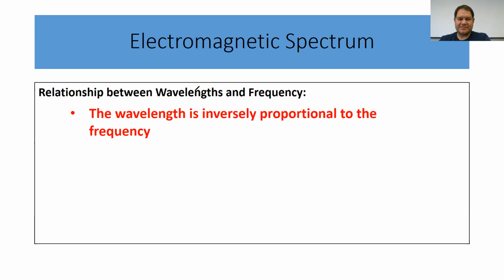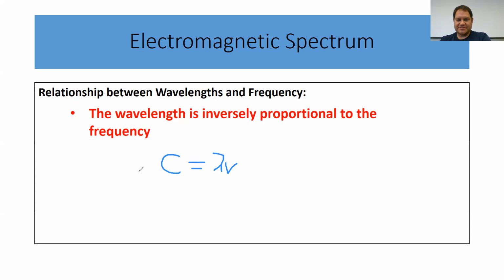Mathematically, we can state that in an equation, all right? And that is the speed of light. Now remember, the speed of light has to be constant. It cannot change. All electromagnetic waves travel at the same speed, the speed of light. Remember that the speed of light is 3.0 times 10 to the 8th meters per second, okay? So the speed of light, symbolized by c, is equal to the wavelength times the frequency, okay?